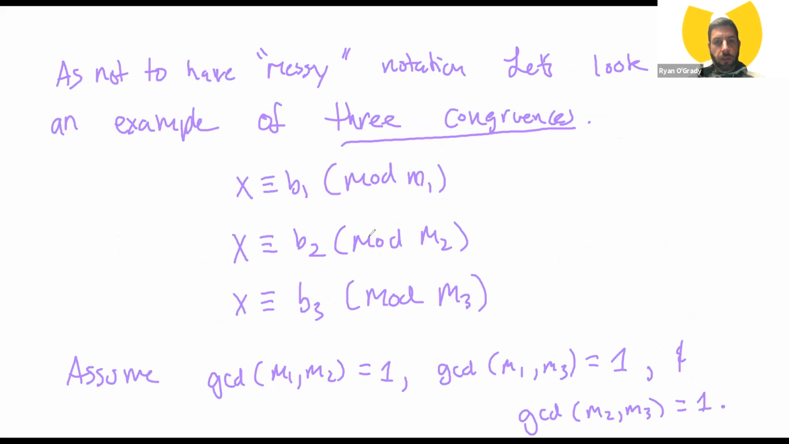We know this has to be true. So if a solution is going to exist, then at some point, we know that the remainder when we divide it by m sub 1 has to be b sub 1. We know the remainder when we divide it by m sub 2 has to be b sub 2. So we might think about, okay, if something is going to work, what does it have to look like?